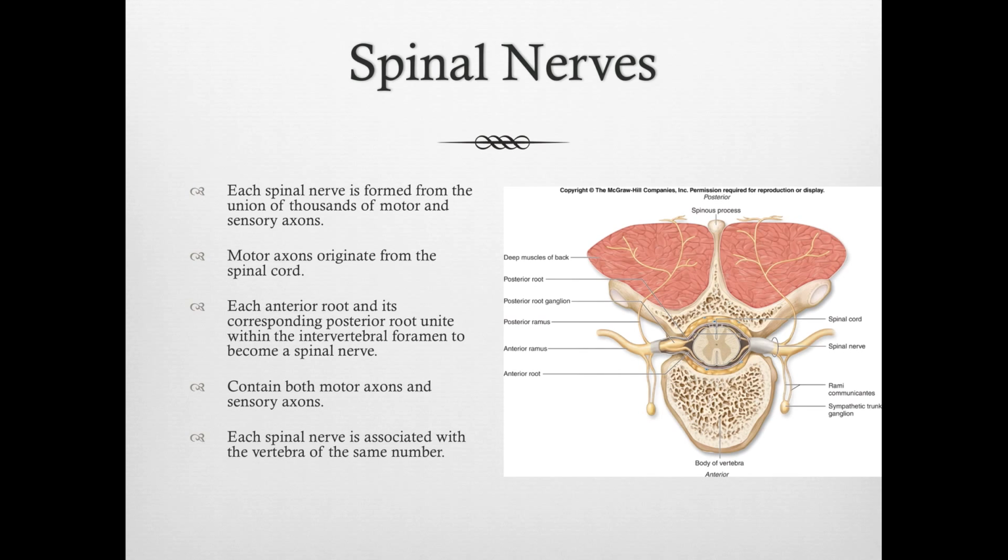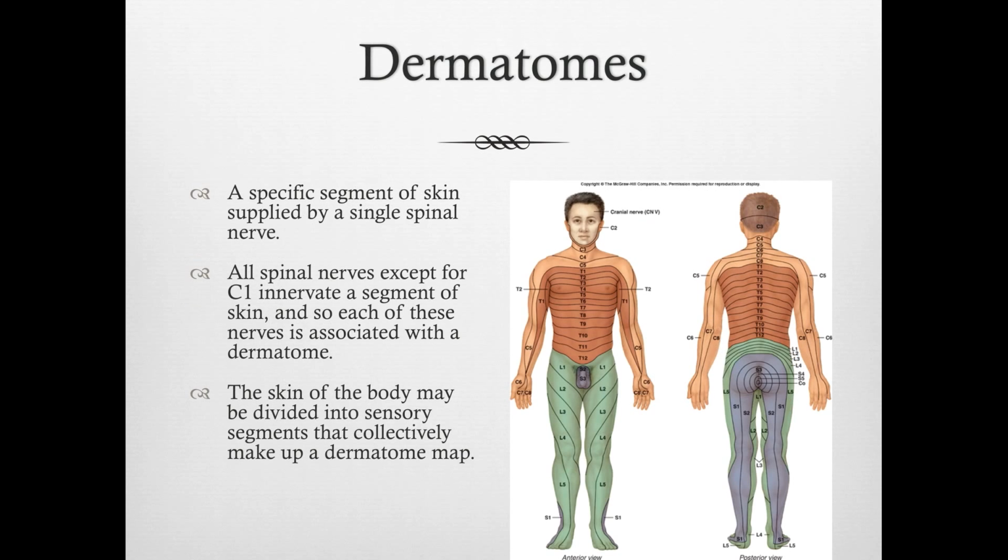Each spinal nerve itself is associated with the vertebra of the same number. That's why you see those numberings on those spinal nerves. One of my favorite figures ever, right? Big one because it's particularly useful, but two because it's just probably the worst superhero costume ever, is one way to think about it. These are dermatomes, right?